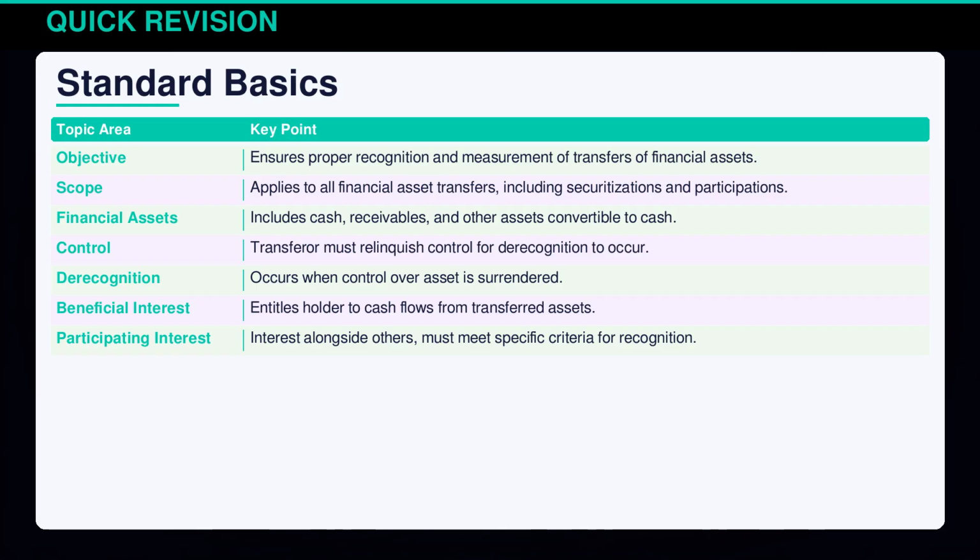Understanding ASC 860 starts with its objective, ensuring financial asset transfers are correctly recognized and measured. It covers all financial asset transfers, like securitizations. Control is key. A transferor must relinquish it for derecognition. Financial assets include cash, receivables, and anything convertible to cash. Know the terms beneficial interest and participating interest, both crucial for recognizing cash flow entitlements.